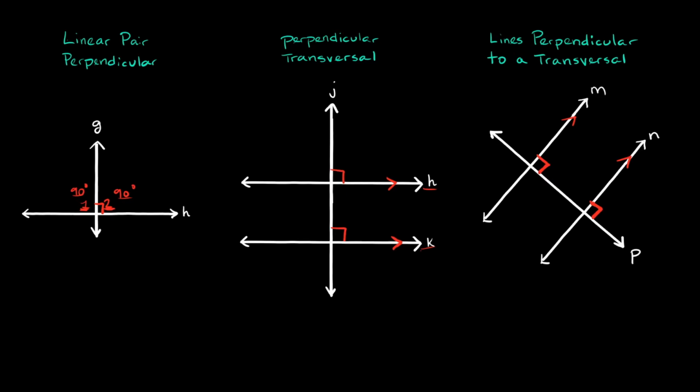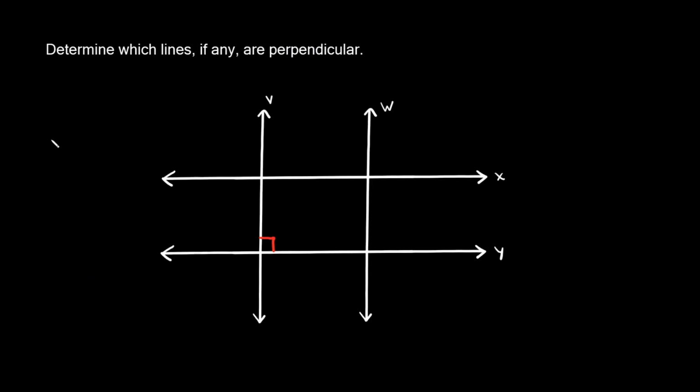So now that we've got this little intro out of the way, now let's jump into just a few examples. All right, so here's the first problem. So it says determine which lines, if any, are perpendicular. Okay, so it's giving us this right off the bat. Okay, so it's saying that line V right here and this line right here, Y, are perpendicular, right? They both form a right angle. Okay, so we can say that V and Y are perpendicular lines, okay?